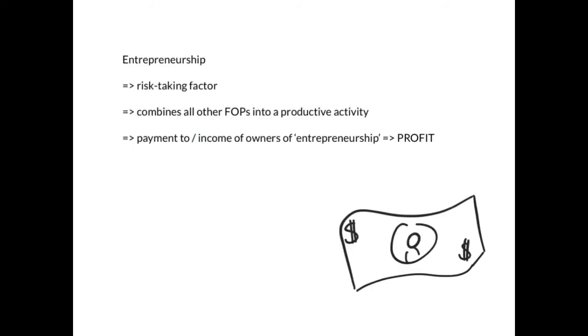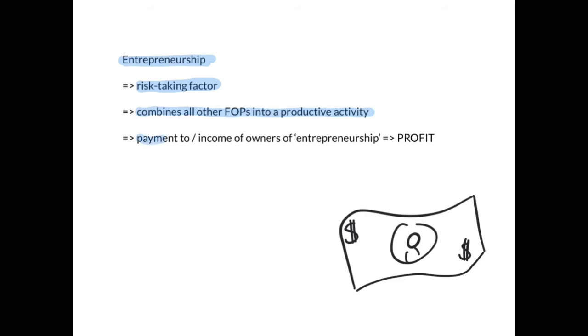This brings us to the final factor of production, which is entrepreneurship, sometimes called enterprise. So entrepreneurship is the risk-taking factor. It's when someone or a group of people, an individual or a group of individuals, take the risk and combine all the other factors of production into a productive activity. Land, labor, and capital won't produce on their own. Someone has to take the risk and organize and combine these factors of production into a productive activity.